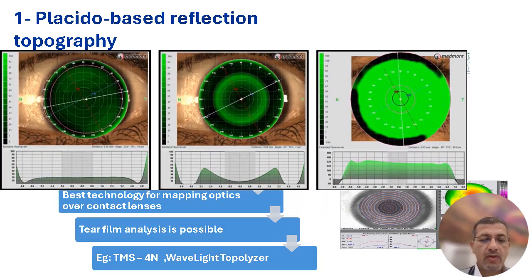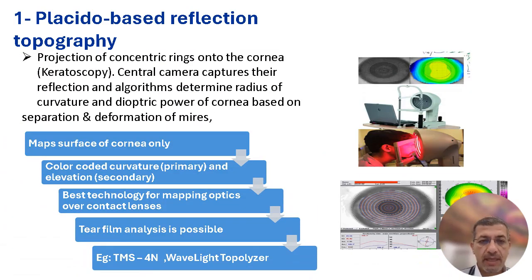So it is very useful in studying the tear film and in contact lens fitting, and it will provide a color-coded map display for determining the curvature and the power of the cornea. The ideal example for the pure Placido-based topography is the TMS4N and the WaveLight Topolyzer.